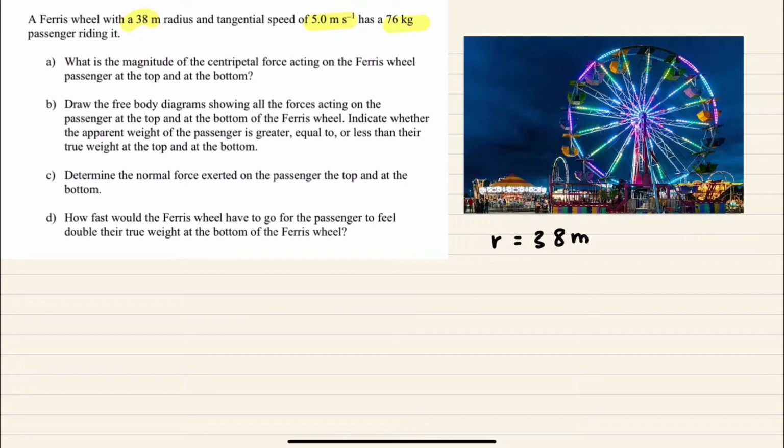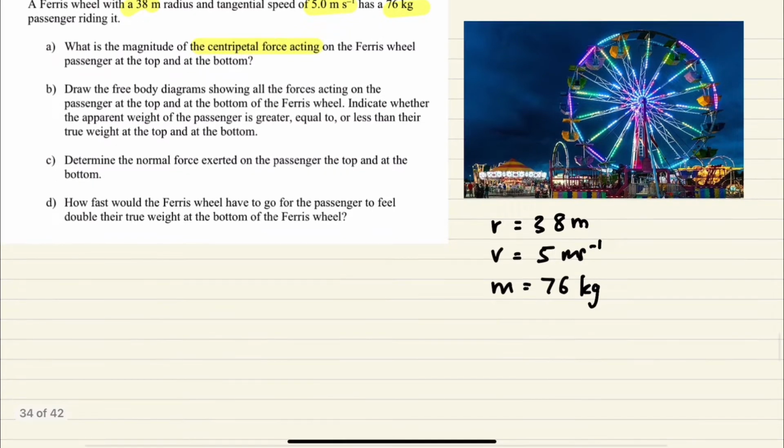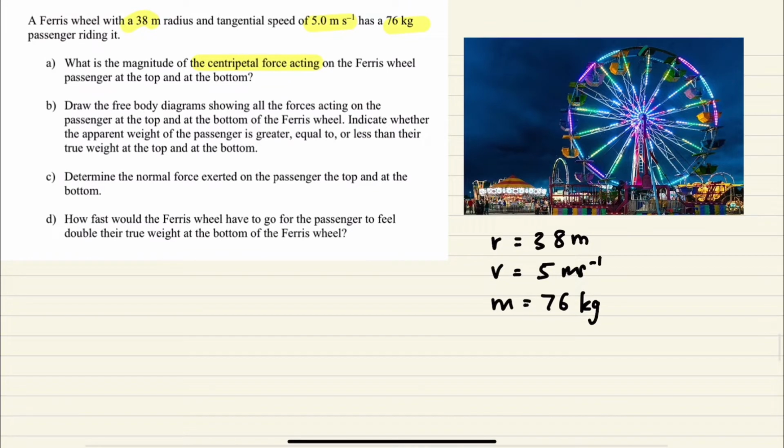The tangential speed is 5 meters per second, and the person has a mass of 76 kilograms. What is the magnitude of the centripetal force acting on the Ferris wheel passenger at the top and at the bottom? So they want you to find F at the top and at the bottom there.